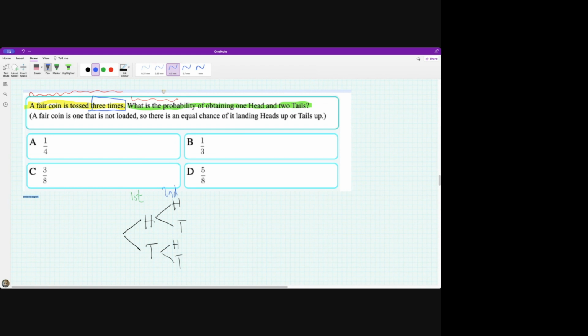What do we think I should do? If I follow this tree diagram that is helping me keep track of things, what should I do to try and include 3 times? Or 3 tosses?